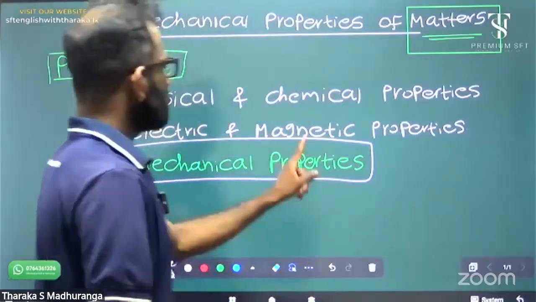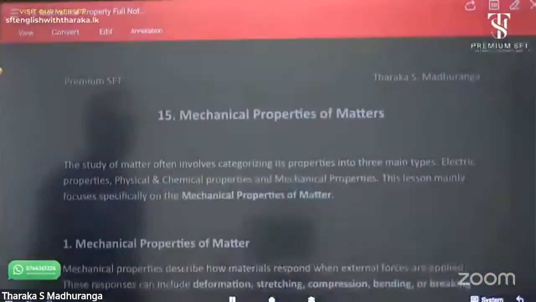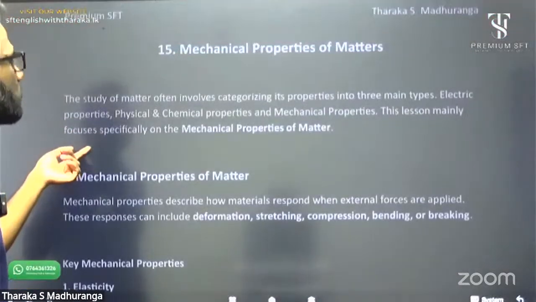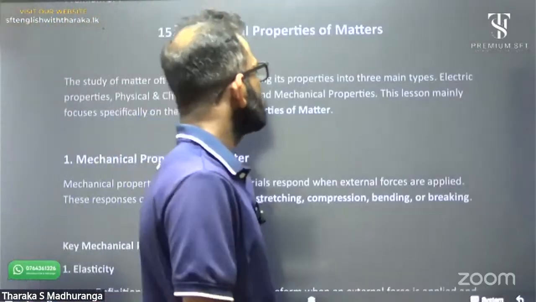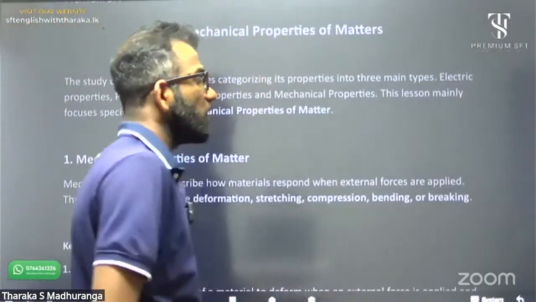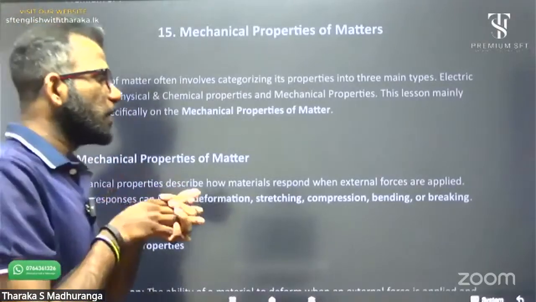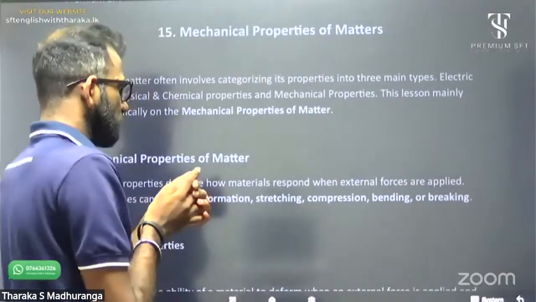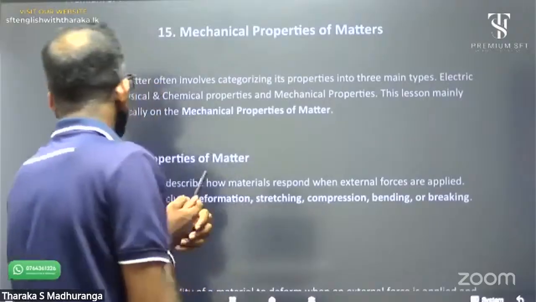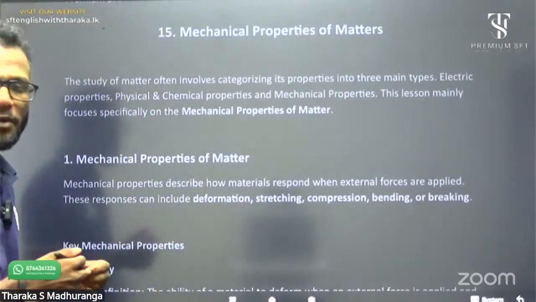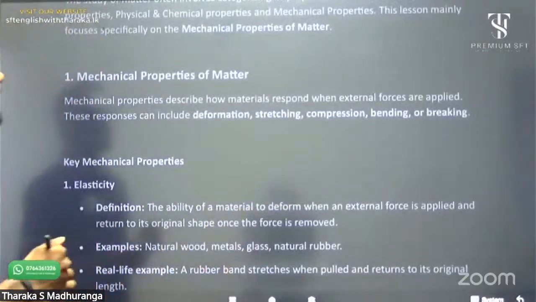Okay, let's move on. Mechanical properties of matters. The study of matters often involves categorizing its properties into three main types: electric properties, physical and chemical properties, and mechanical properties. In this lesson, we mainly focus on the mechanical properties of matters. That's the target of this lesson.